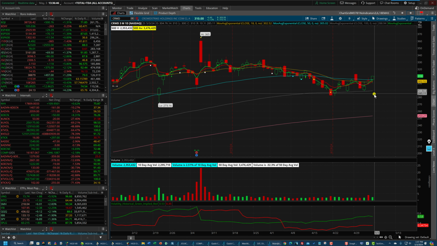Here's in the money 305 to 310. Let's change this to 305 to 310. See the debits, too much now. I don't want to pay 2.83. What I'll do, 2.60 is my, whoops, going the wrong way. 2.60 is my limit.